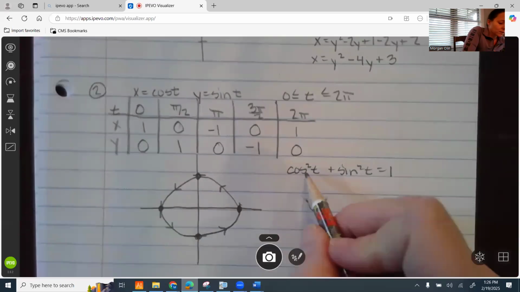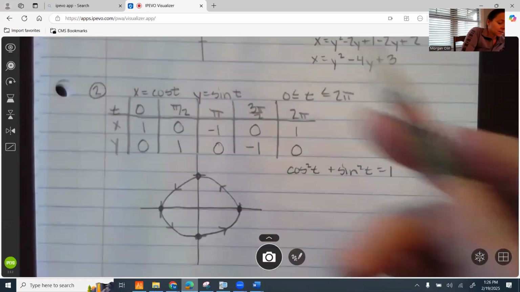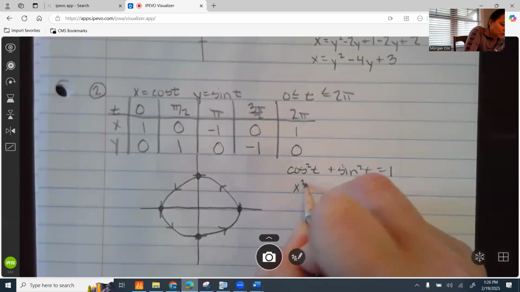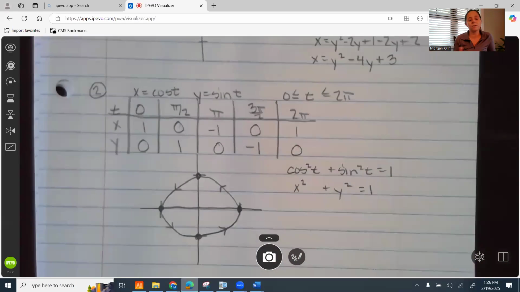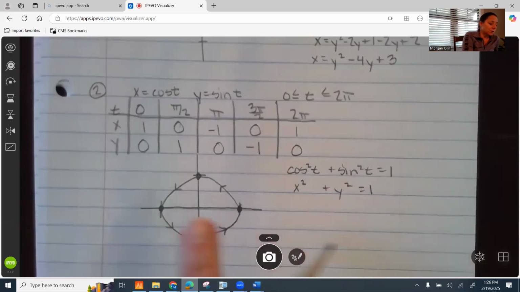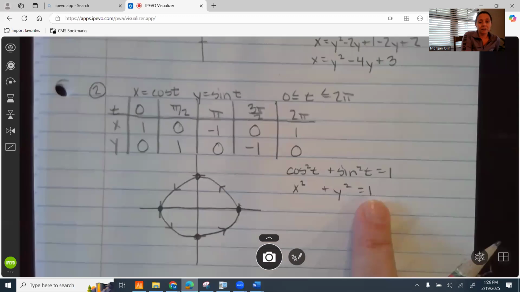And if you think about cosine, cosine is x, sine is y. So this would be x squared plus y squared equals 1. And if you remember anything from math 3, when you talked about circles, you may have also talked about them in pre-cal as well. This is a circle with the center 0, 0 and a radius of 1.